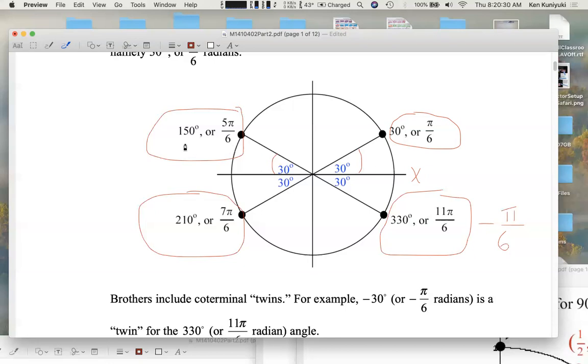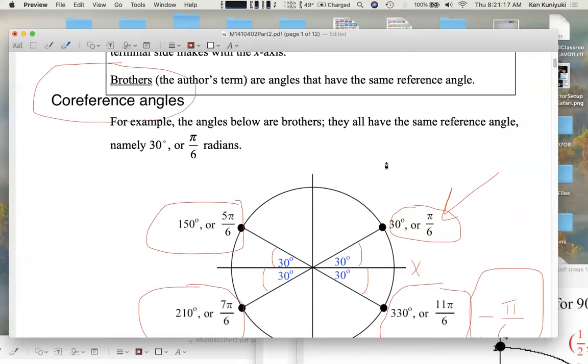So here, the 150-degree angle, or 5 pi/6 radians, that has the same reference angle, 30 degrees, or pi/6 radians. This acute angle is the common reference angle for all 4 of these angles, 5 angles if you include this over here. Again, over here, for 210 degrees, or 7 pi/6 radians, we have the same reference angle, the angle that the terminal side makes with the x-axis. Over here, for both 11 pi/6 and negative pi/6, we have the same reference angle, 30 degrees, or pi/6 radians, between the terminal side and the x-axis. Again, I refer to these angles, all 5 of these, as brothers or co-reference angles.